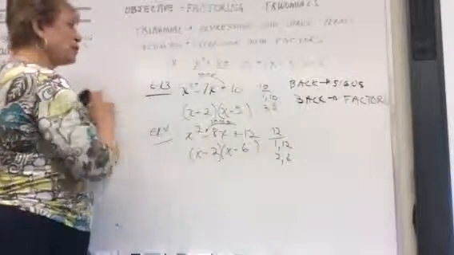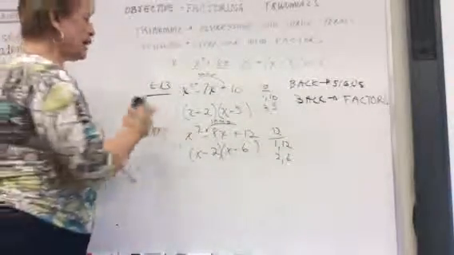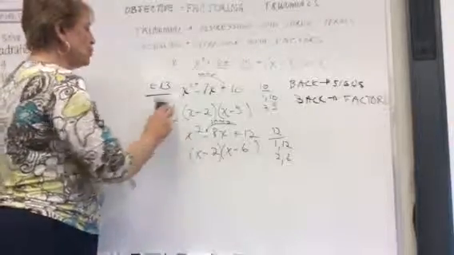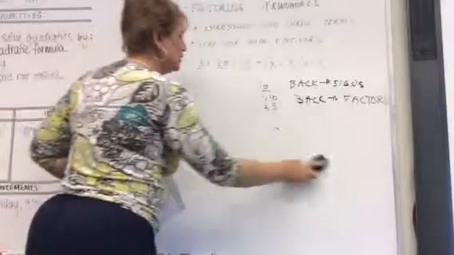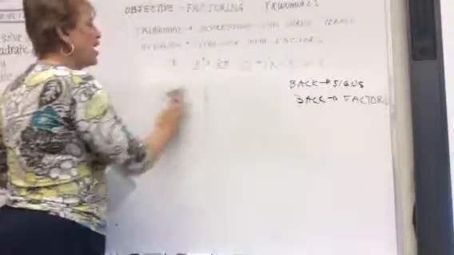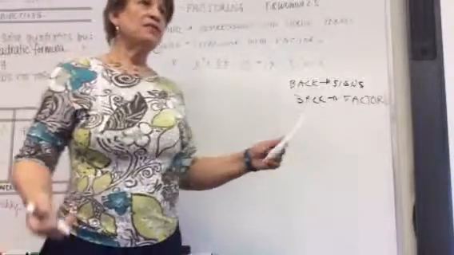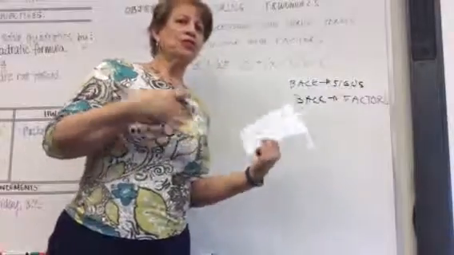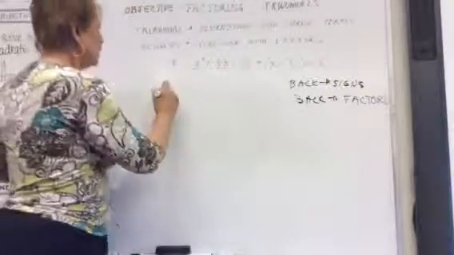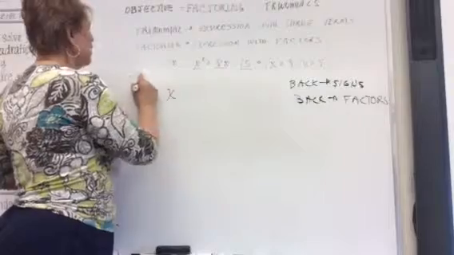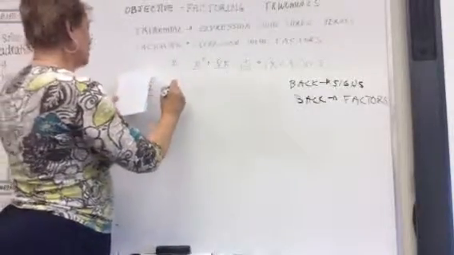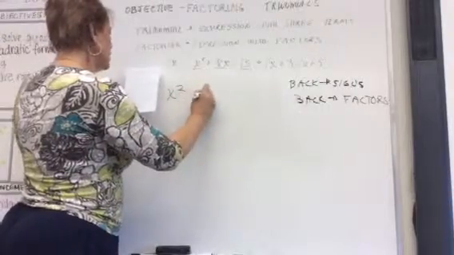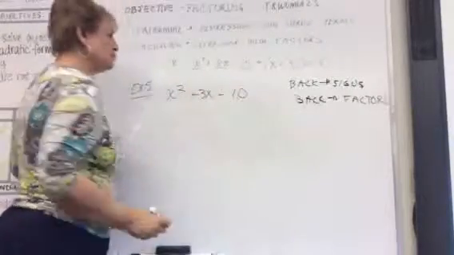Now, what happens when the signs are different? And how do I know that the signs are different? Well, let's think about it. If we start at the back, and I have a plus sign, that means that the signs for my factors are going to be the same. Let's see what happens, example 5. Let's see how I'll know that the signs are different. X squared plus 3x minus 10.